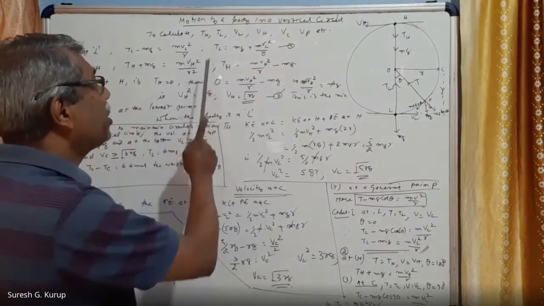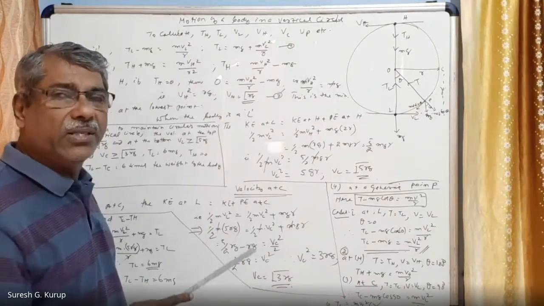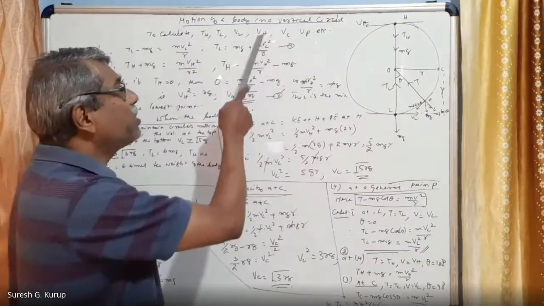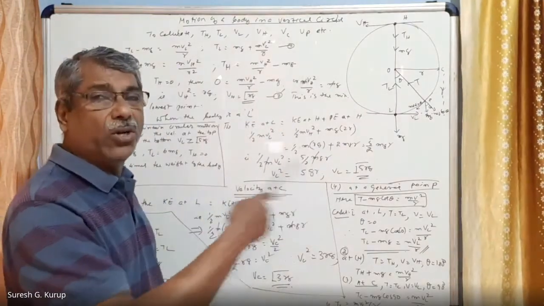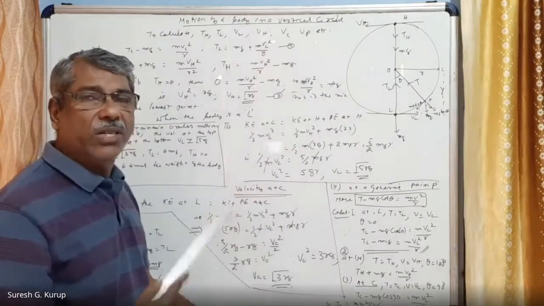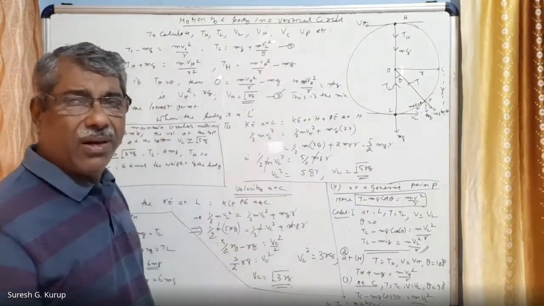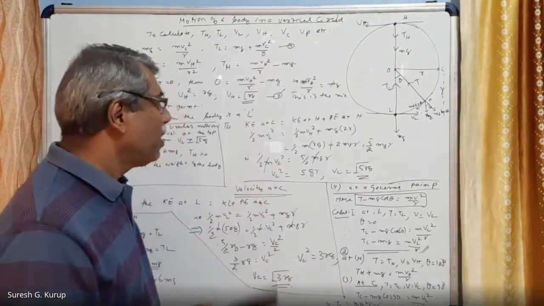TH is the tension at the highest point. TL is the tension at the lowest point. VL is the velocity at the lowest point. VH is the velocity at the highest point. VC is the velocity at the horizontal point. And VP is the velocity at any point P. I will take V only in place of VP. No problem. So remember that.